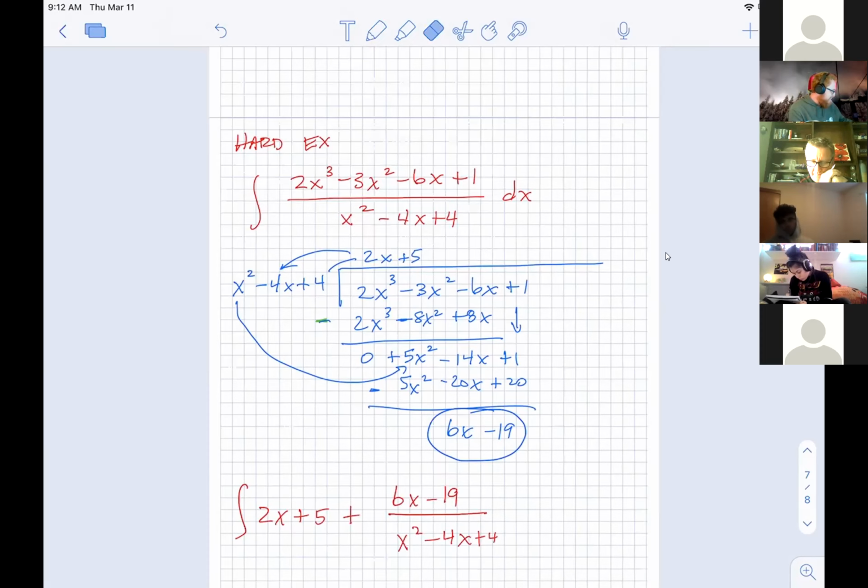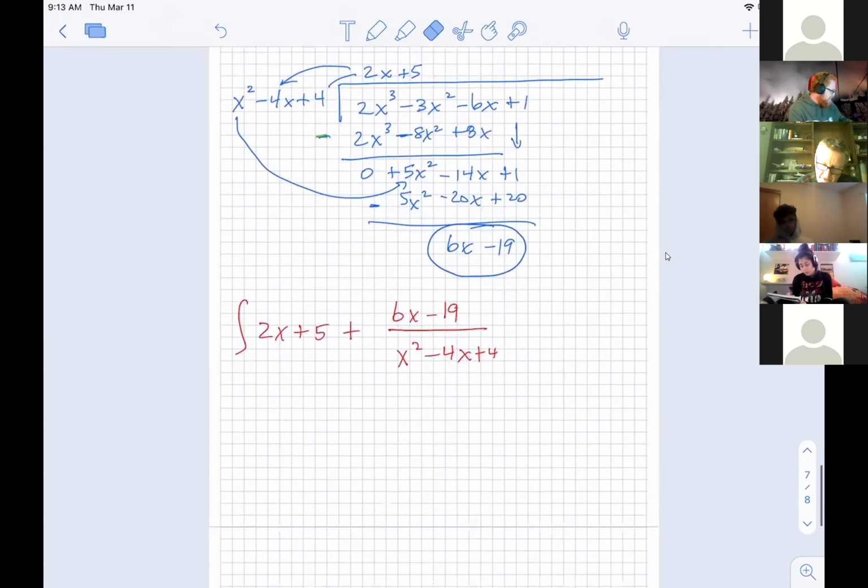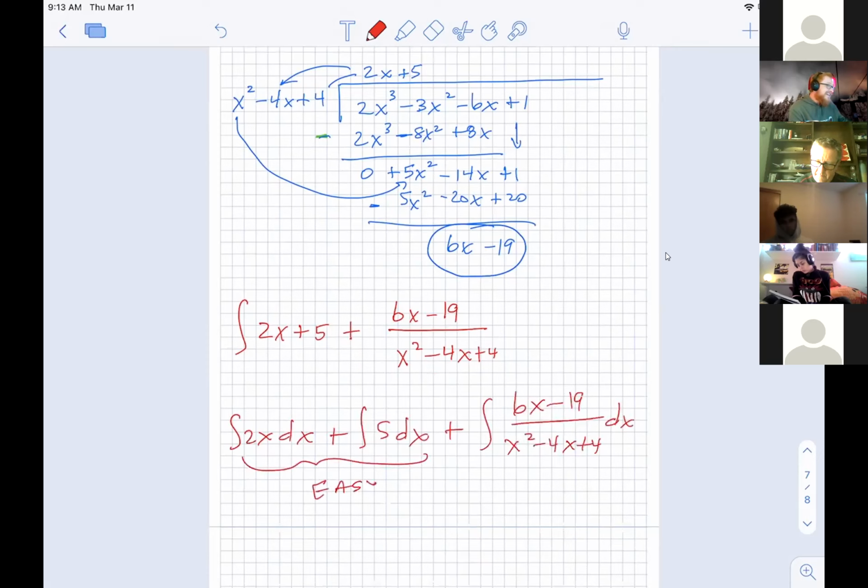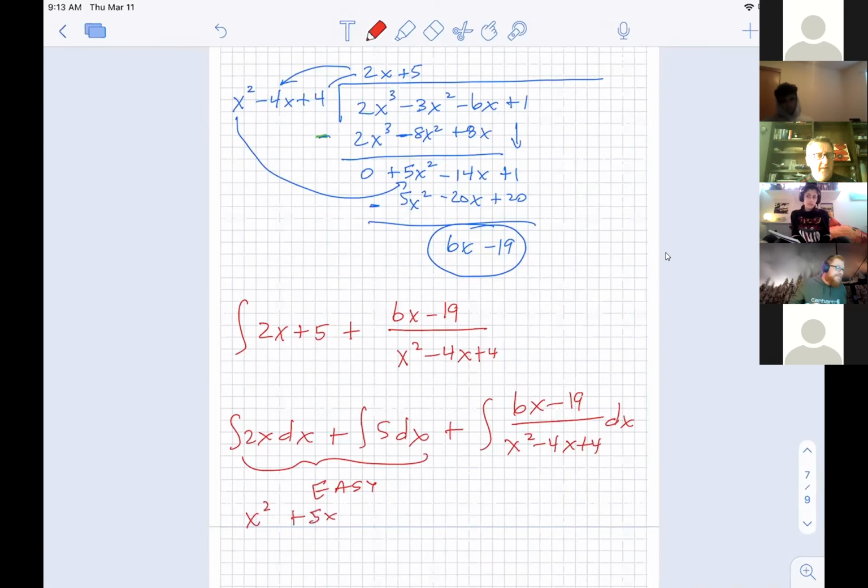Now you said this was going to look better. It only looks worse to me. It does. Check this out. Isn't this the integral of 2x? It's its own problem. Plus the integral of 5, that's its own problem. Plus the integral of 6x minus 19 over x squared minus 4x plus 4. Easy. The integral of 2x is x squared. The integral of 5 is 5x. Like, problem solved. Now I'm sort of on my home turf. I can handle this problem.